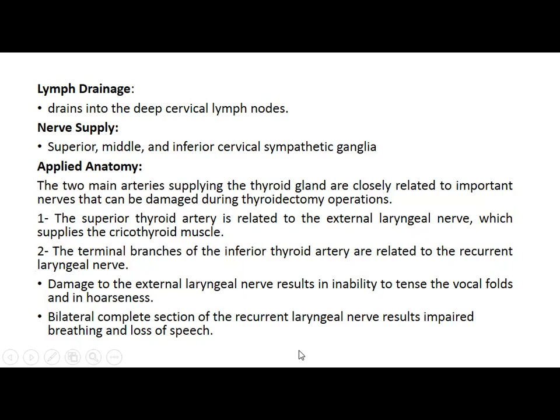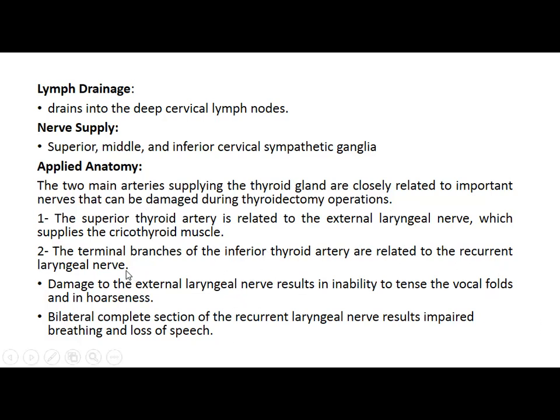What will happen if we damage them? Damage to the external laryngeal nerve when ligating the superior thyroid artery results in inability to tense the vocal folds, and there can be hoarseness of voice. The voice becomes very hoarse, and the vocal folds cannot close.